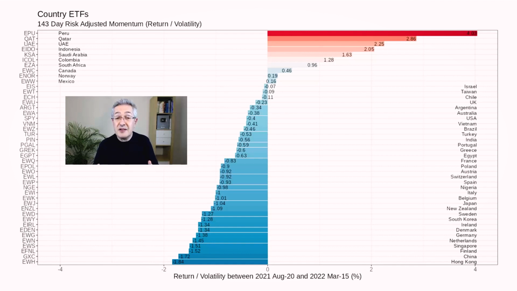And the number you can see on this bar plot is the risk-adjusted momentum. In other words, it's the return over that 143-day period up to yesterday's close, divided by the volatility over the same period. Now the country fund which has outperformed by far over that period is Peru. That has the best risk-adjusted return.